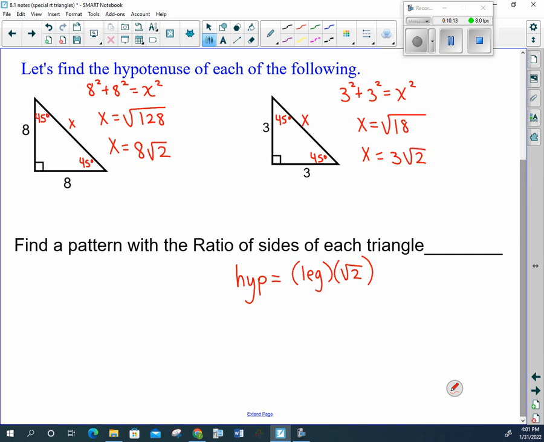So the hypotenuse and the leg have a ratio of square root of 2 difference. It's either square root of 2 longer or square root of 2 shorter, I guess to say. So our ratio there is a square root of 2.